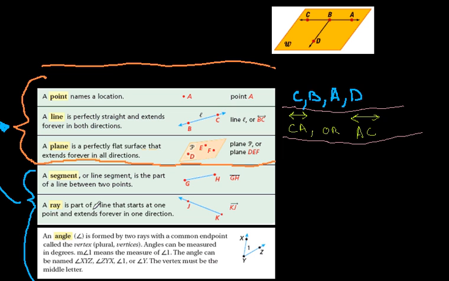Well, what is a plane? Well, a plane is a flat surface that extends forever in all directions. And this entire figure here is a good example of what a plane is. It extends forever and it's flat. And I could label it using this letter here, W.